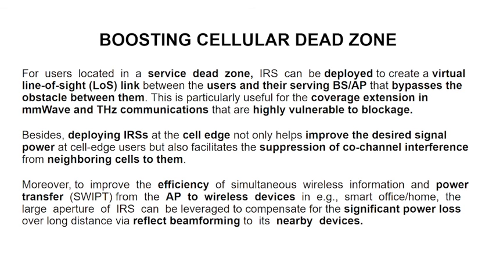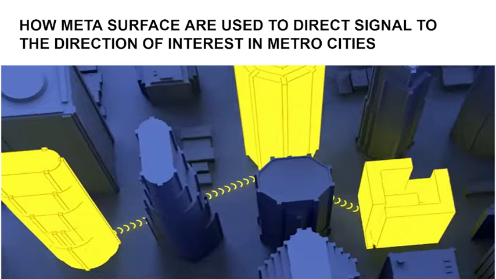Besides, deploying IRS at the cell edge not only improves the desired signal power at the cell edge user but also facilitates the separation of co-channel interference from neighboring cells. Moreover, to improve the efficiency of simultaneous wireless information and power transfer from the active point to wireless devices in smart offices and homes, the large aperture of IRS can be leveraged to compensate for significant power loss over long distances by reflect beamforming to its nearby devices.